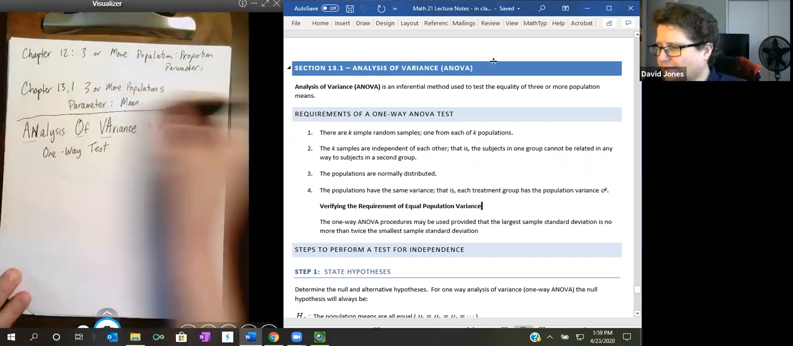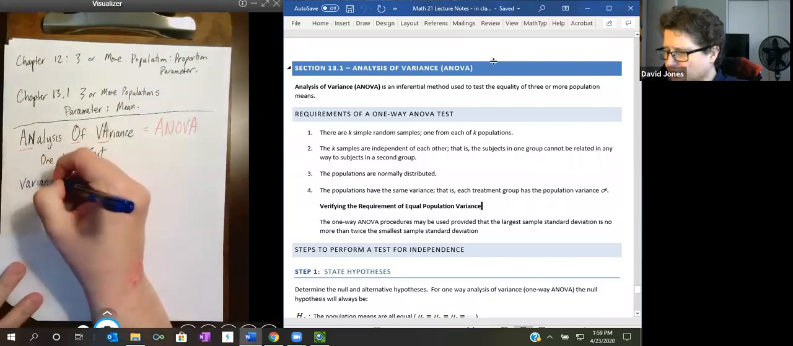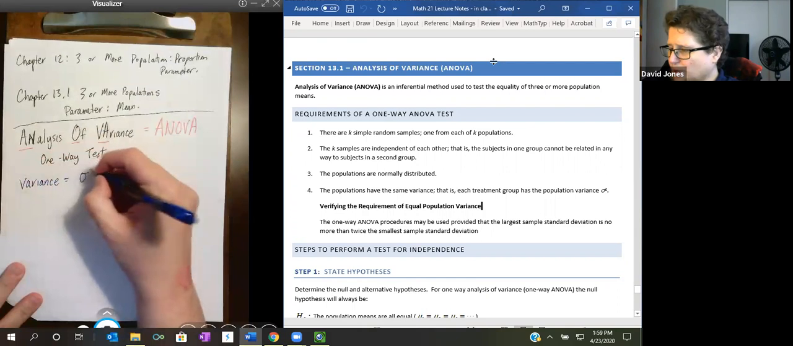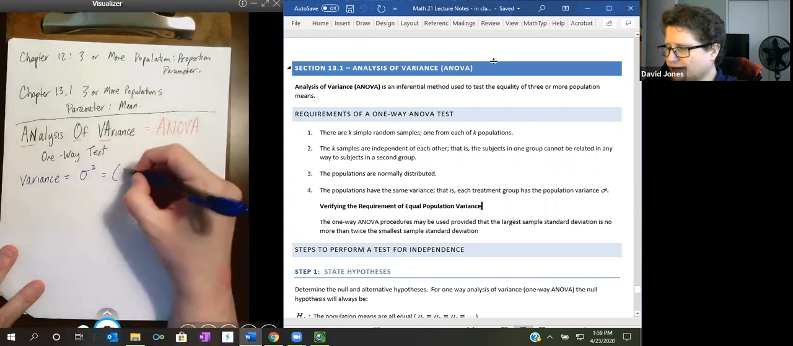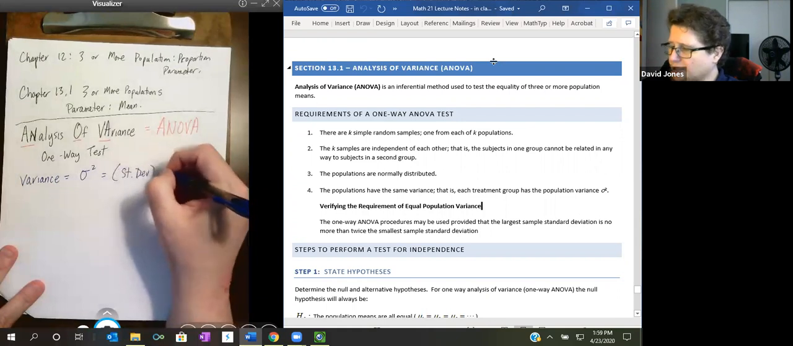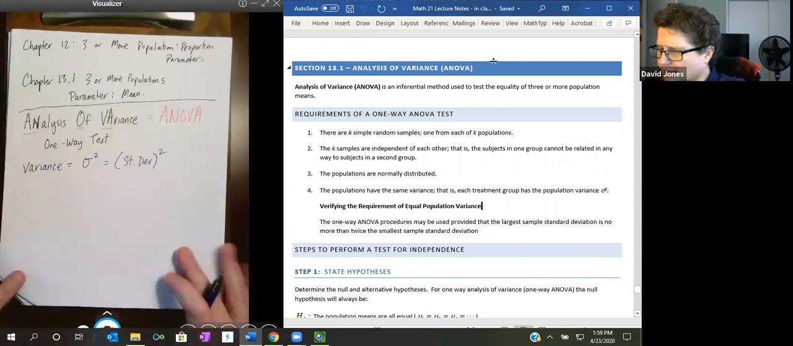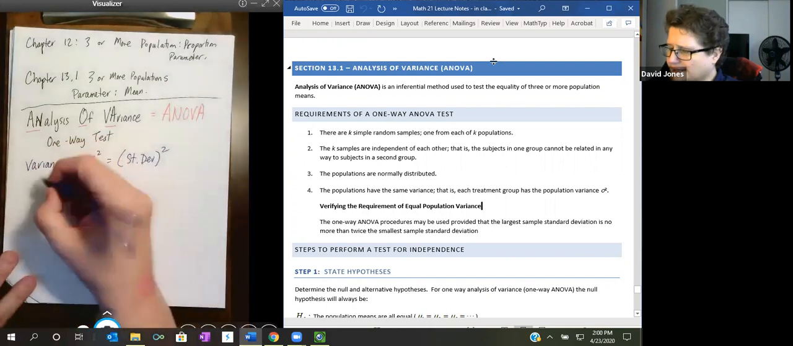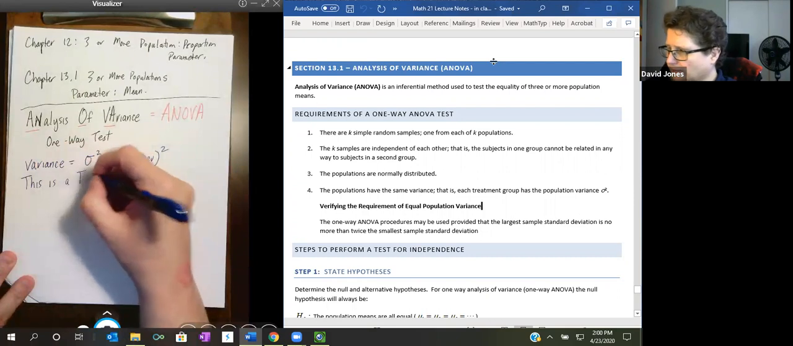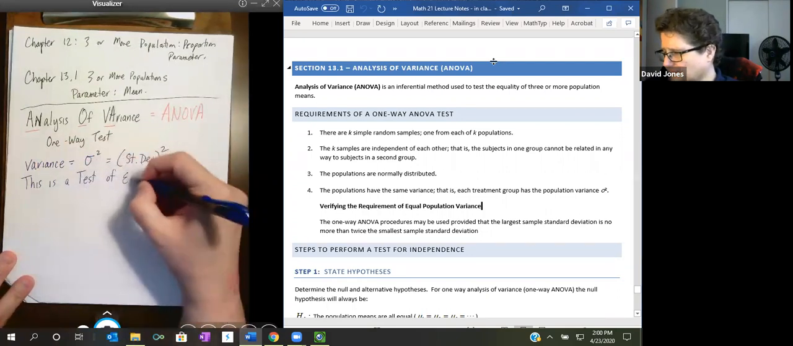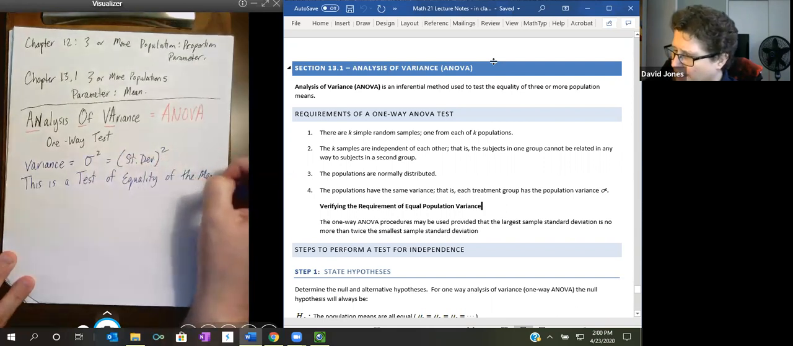As a reminder, variance, the parameter symbol is sigma squared. And we know what sigma is. Sigma is standard deviation for a population. And that's what variance is, standard deviation squared. This hypothesis test, this is a test of equality of the mean of 3 or more populations.